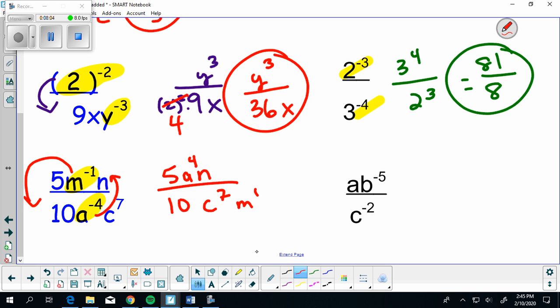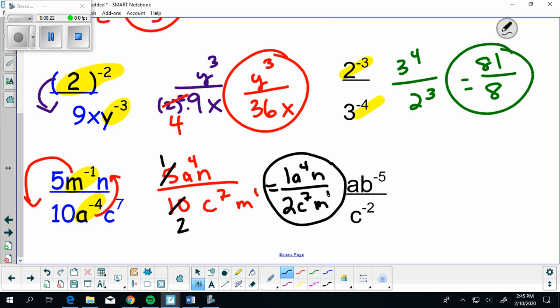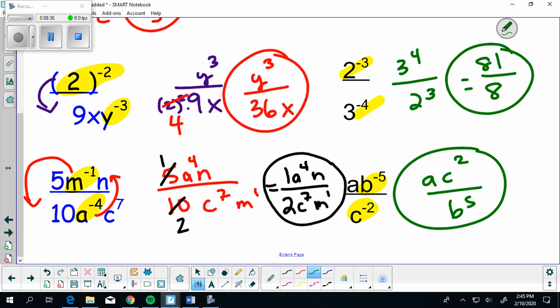Okay, the only other thing I see we can do here is this fraction can be simplified. 5 goes into both, so 5 goes into 5 once, and 5 goes into 10 twice. So my final answer is 1 a to the fourth n over 2 c to the 7, m to the first. And that first power right there, that's optional, and so is that 1 in the front. You don't have to have those. So on the last one, I have these two unhappy. A stays where it is, and B switches places.